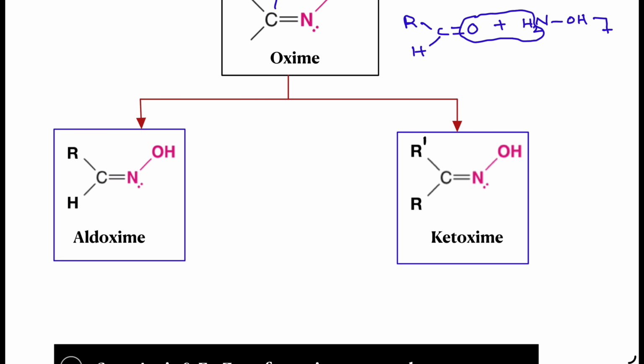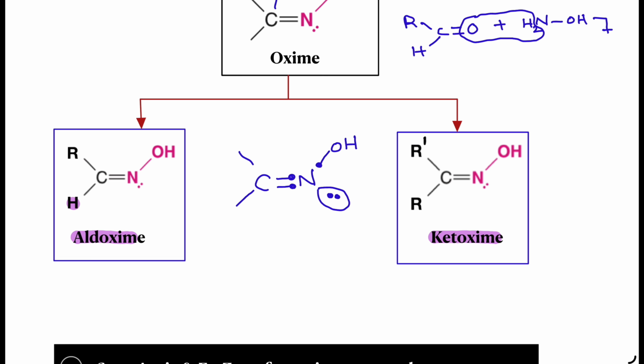In case of oximes, if the oxime carbon contains at least one hydrogen, then it is called aldoxime. If the oxime carbon does not have any hydrogen, if both are alkyl groups, in that situation, that is called ketoxime. So oximes are classified into two types. The first one is aldoxime, second one is ketoxime. And this is about oxime classification.